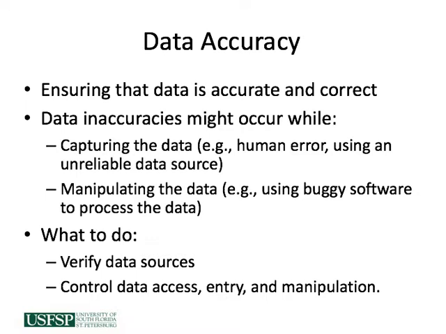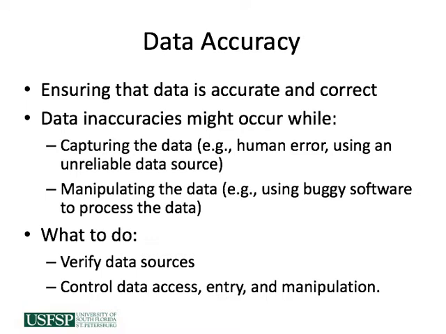Data accuracy is obviously about making sure that the data stored in the database is accurate and correct. Inaccuracies may occur for two reasons. First, data may be entered incorrectly, for example because of human error, or if you use an automated data source such as a sensor, because of problems with the automated data source. For example, a thermometer that does not read the temperature accurately will lead to inaccurate data.